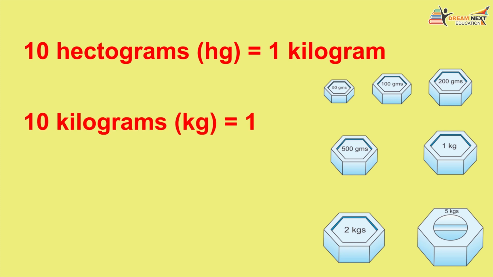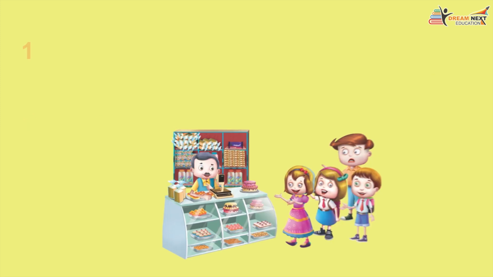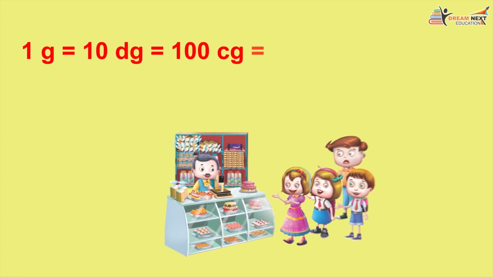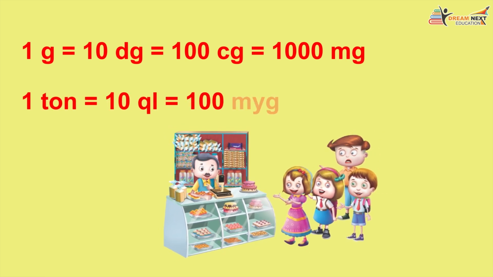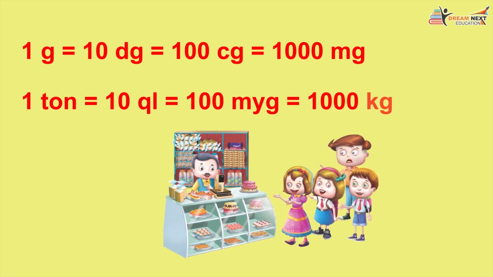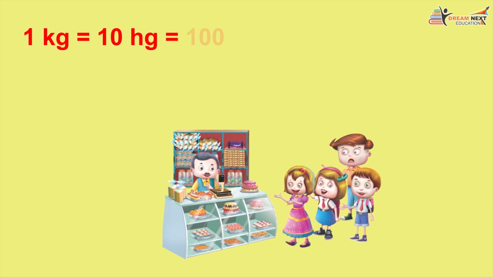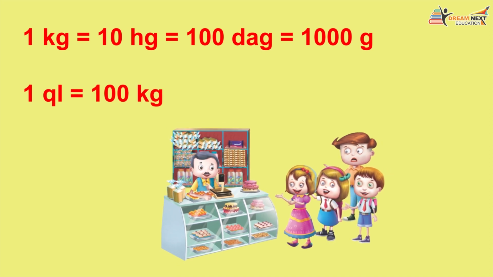10 kilograms is equal to 1 myriagram. 10 myriagrams is equal to 1 quintal. 1 G is equal to 10 dg is equal to 100 cg is equal to 1000 mg. 1 ton is equal to 10 QL is equal to 100 MYG is equal to 1000 kg. 1 kg is equal to 10 Hg is equal to 100 DAG is equal to 1000 G. 1 QL is equal to 100 kg.